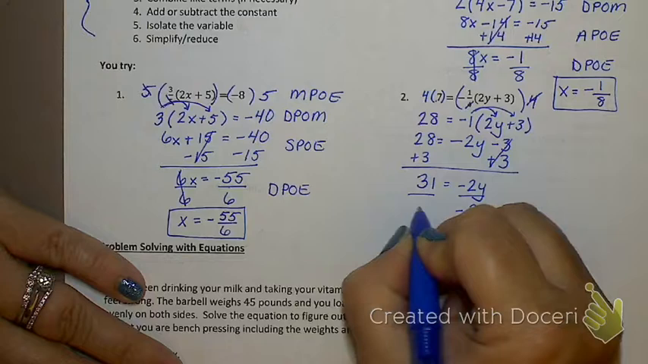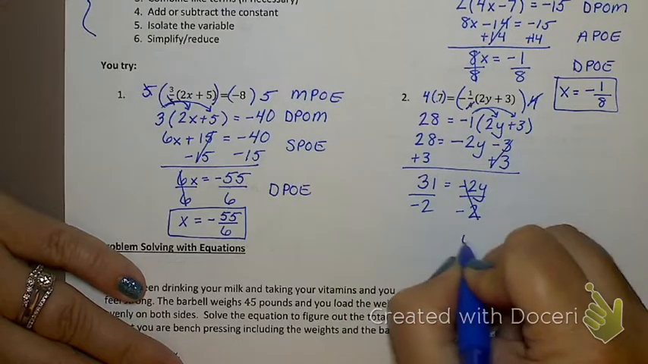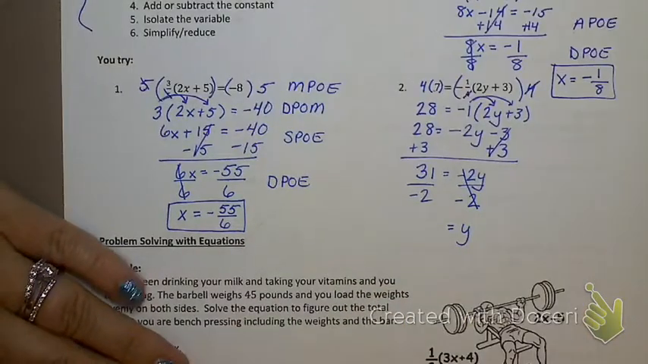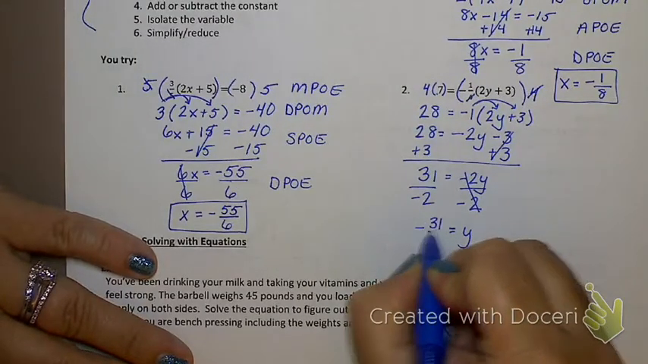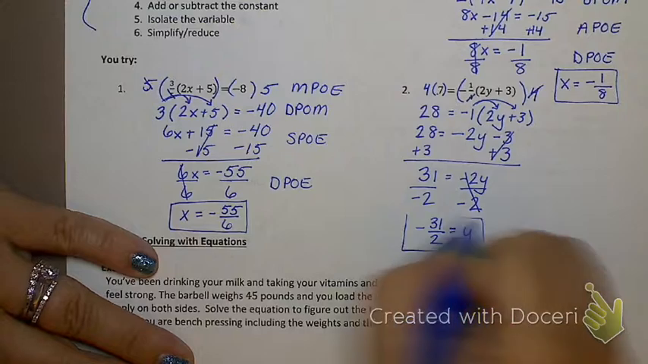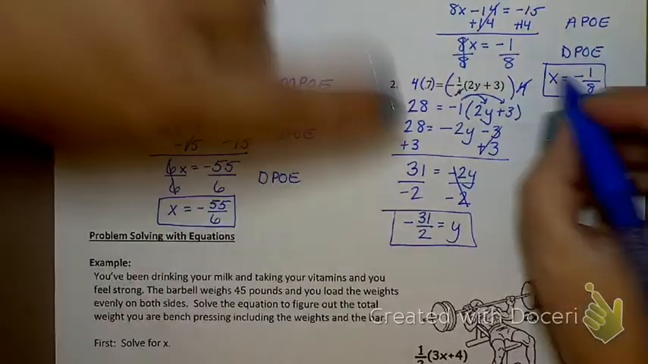Divide by negative 2. So y equals, does 31 divide by 2 nicely? No. So it's just negative 31 over 2. I'm going to go ahead and fill in my steps.